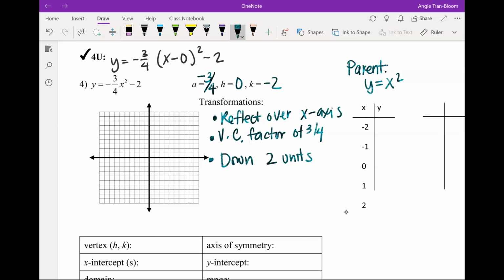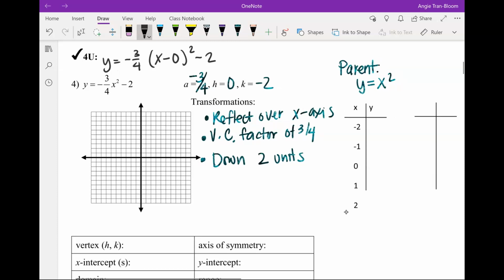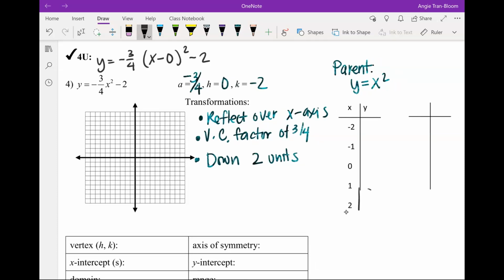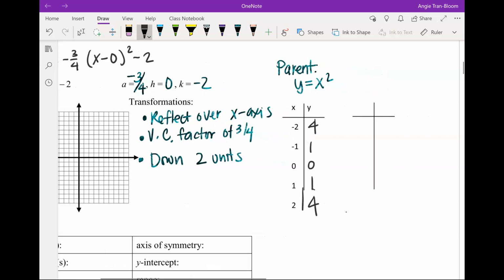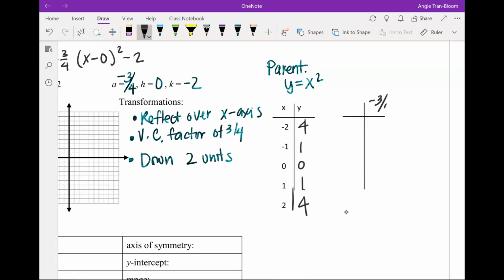All right, guys, I need you to come back together because I need you to help me fill this in quickly. Ready? Kenzie, give me all 5 outputs for the parent. 4, 1, 0, 1, 4. Good. So we are going to transform. We'll take the a and multiply it to the y's, and at the same time subtract 2 from the y's. X does not change in this particular case. So -2, -1, 0, 1, and 2.